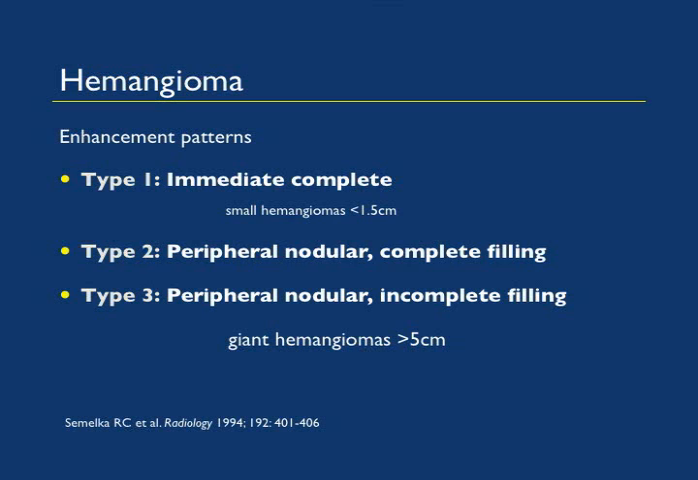Hemangioma has different types. Type 1 is an immediate complete hemangioma, but these are small, less than 1.5 centimeters. The type 2 is a peripheral nodular that fills completely. And the type 3 are the incomplete filling giant hemangiomas over 5 centimeters. The hemangiomas are benign and rarely need an intervention.